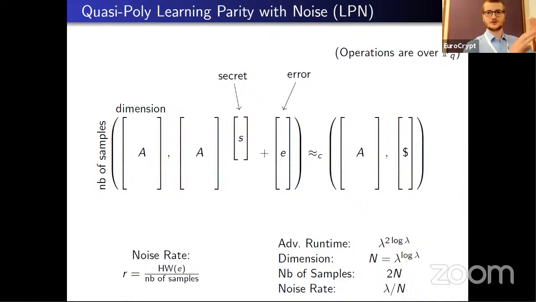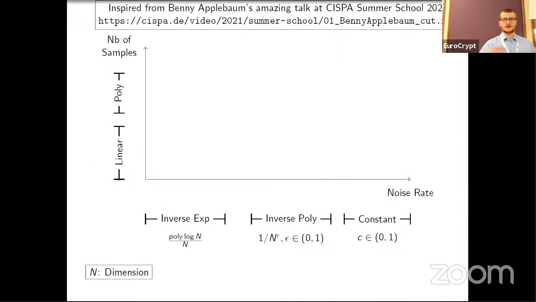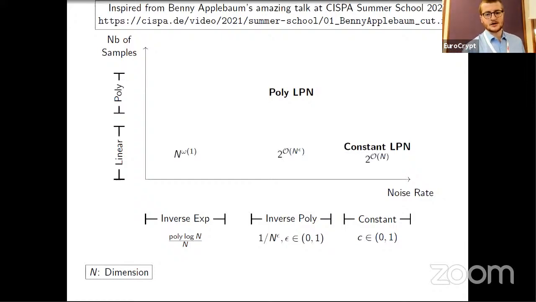So let's just have a look at the graphic of how this compares with other LPN assumptions. The LPN problem becomes harder for the adversary as the noise rate grows and as the number of samples decreases. So the most standard versions you probably know are constant LPN and polynomial LPN, constant being the most secure assumption there is in this category. What you see here are the best known attacks in each of these regimes. And the specific assumption we're making lies here.